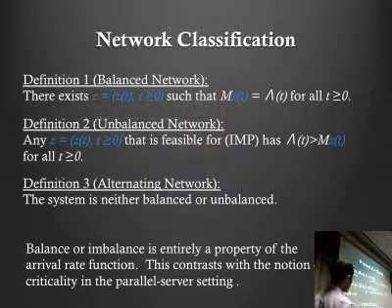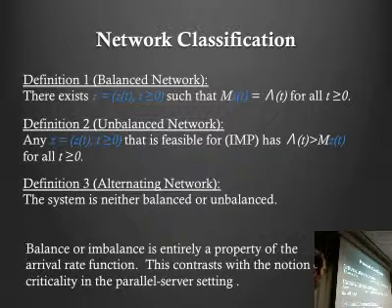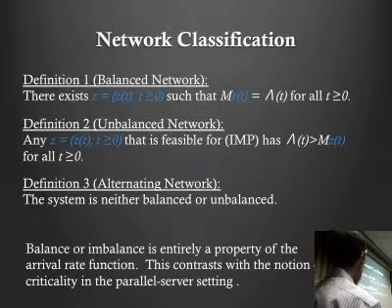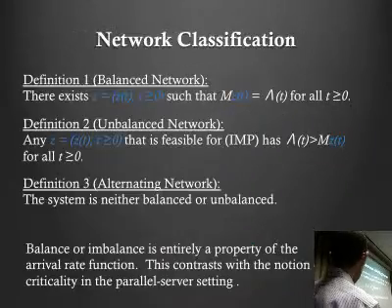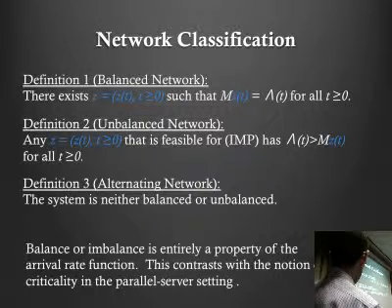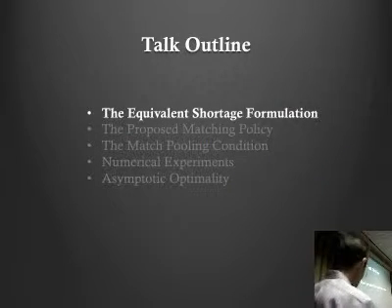Unbalanced if there are some moments in time where I cannot match everyone, so I'll have to have significant queues, and something in between which is alternating. This is actually not that important for the remainder of the talk. I will return to this with the numerical examples. Yes, so let me just continue here.